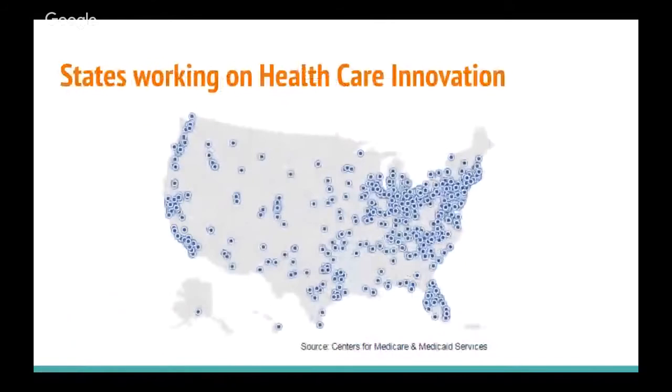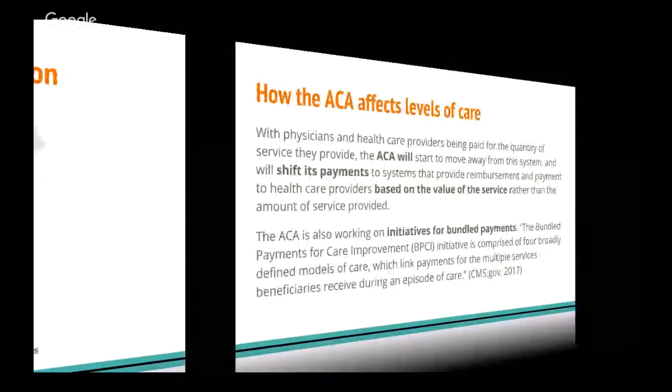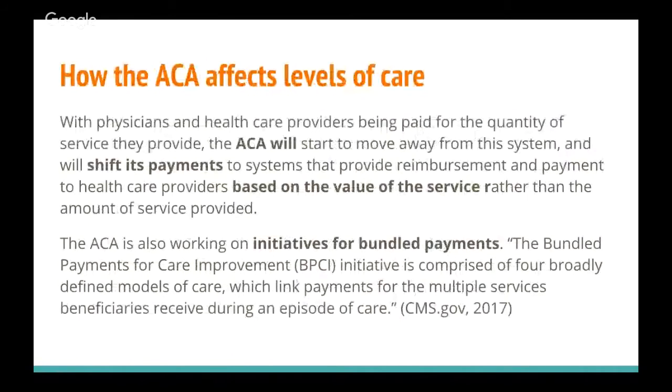Here we included states that are working on healthcare innovation and moving away from fee for service type systems. And so with the ACA affecting levels of care, healthcare providers are being paid for the quantity of the service they provide. They're starting to move away from that system, as you can see in the last slide with the statistics. Since they're going to shift the payments to a system that provides reimbursement to the healthcare provider based on the value of the service instead of the amount of the service being provided.